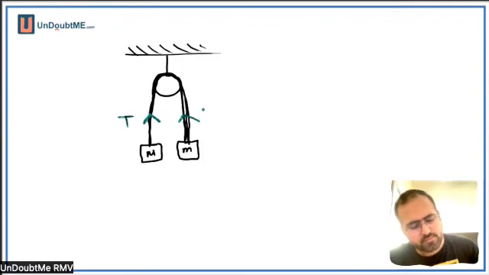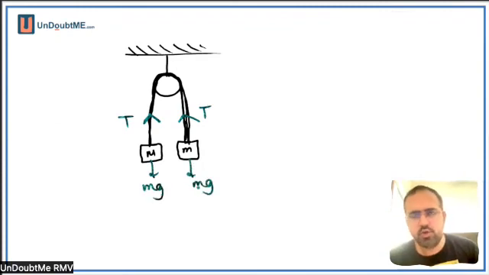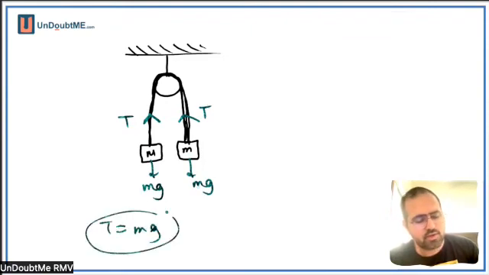T. These tensions I'm just putting in the upward direction, but usually if you imagine that you are cutting the string, then it will be equal and opposite. You don't have to make the other one. The weights mg will be acting downwards. Assuming that the whole system is at rest, we can just write T is equal to mg from here also. It is very easy.